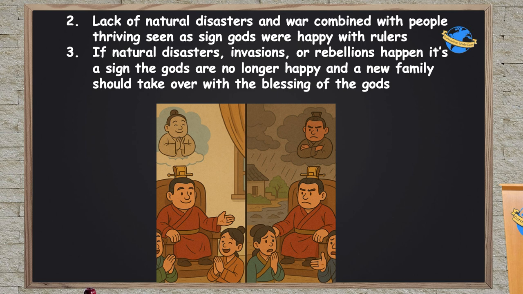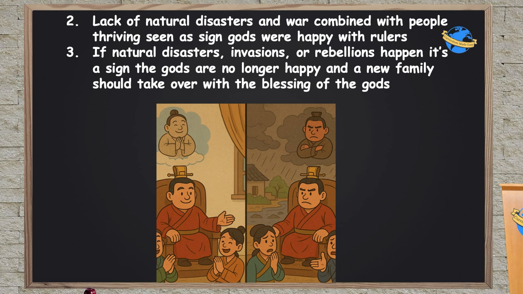However, if there are natural disasters, invasions from other peoples, rebellions, these bad things happening, people are no longer happy. They see that the gods are no longer happy with the ruling family, and that gives justification for a different family to overthrow them and establish a new dynasty, a new ruling family with the blessings of the gods. This cycle repeats over and over in Chinese history, right?